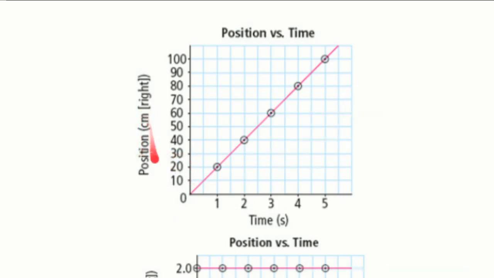We have position in centimeters to the right. So at 0 seconds, I'm at 0 centimeters to the right. After 1 second, I'm at 20 centimeters to the right. And then 2 seconds, I go up and across, I'm at 40 centimeters to the right. 3 seconds, I'm at 60. 4 seconds, I'm at 80. 5 seconds, I'm at 100.